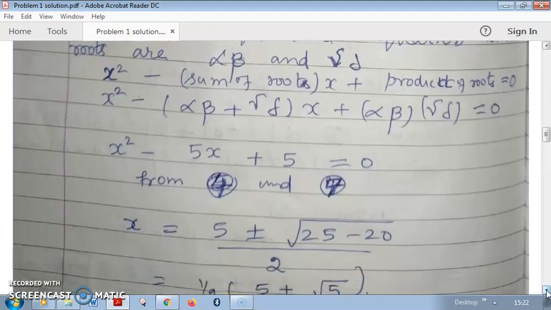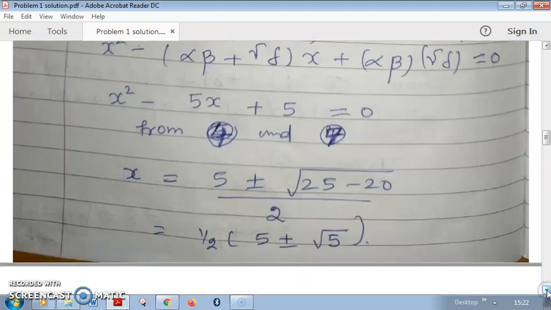What is this? This is a quadratic equation. Quadratic equation can be solved using the formula minus b plus or minus root of b square minus 4ac by 2a. So using that formula, what is a? a is 1, b is minus 5, c is 5. So minus b plus or minus square root of b square minus 4ac by 2a. If you use, you will be getting 5 plus or minus square root of 25 minus 20 by 2, that is half into 5 plus root 5 by 2.